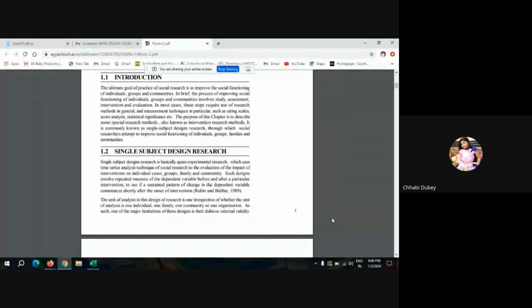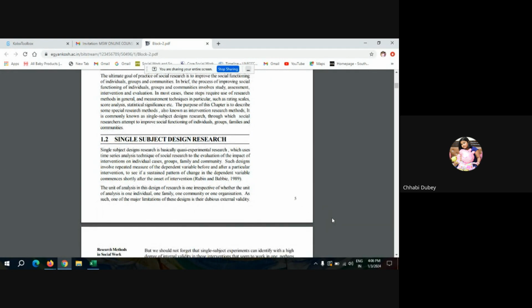So we will take repeated measures of these dependent variables before we actually apply an intervention. And once we have taken the measurement, we will apply the intervention. After that intervention, we will again measure the data to see if there is any sustained pattern of change in the dependent variable. Okay. So this is again a more applied research, which is done very frequently in social work settings, specifically those which include the methods of casework and group work.